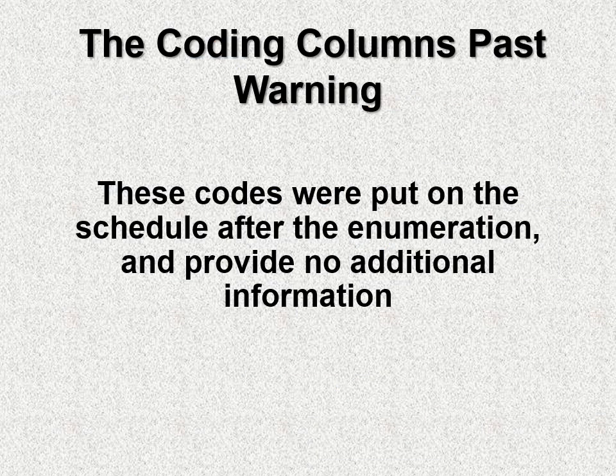Now, in past censuses, in my talks, I would give you this warning that the coding columns were put on the schedule after the enumeration and provide no additional information. People see these numbers, they think there's additional information there. Well, it turns out in 1960, this warning is not quite correct.